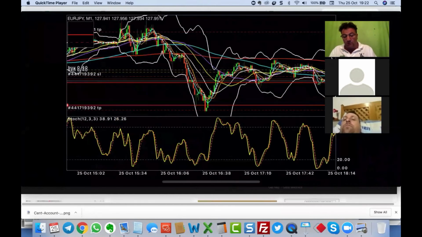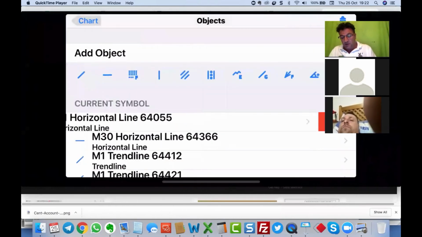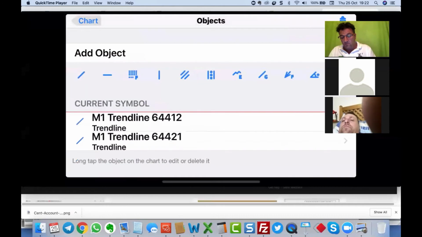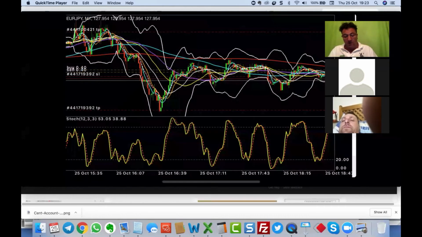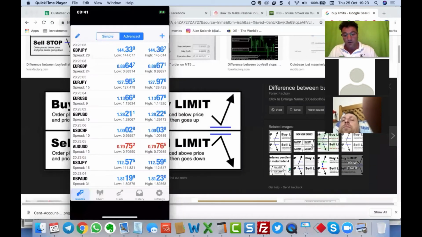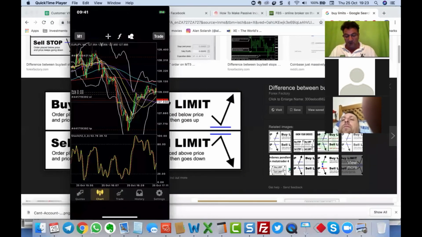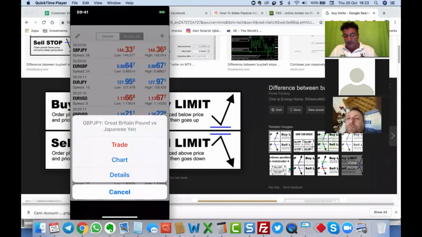Let me get rid of my trend lines. Gone, gone, gone. Let's go to another currency and see exactly what I'm talking about. What were we checking? EJ. So let's go look at GJ. It'll be pretty much the same because they're both yen pairs. So let's check it out.